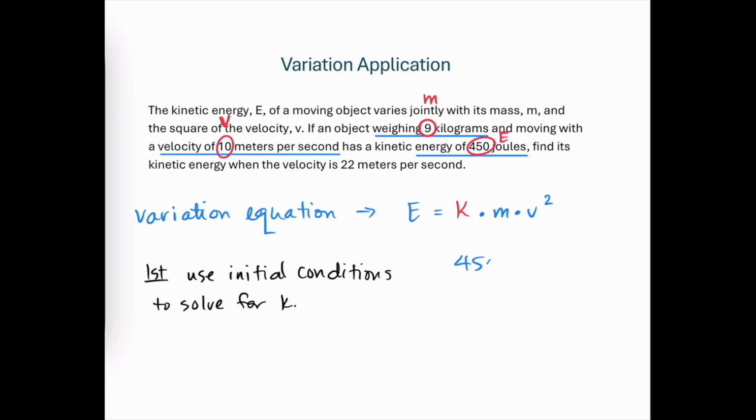So 450 goes in for E, k is the variable we're trying to solve for, 9 is the mass, and 10 is the velocity, but remember, the velocity has to be squared. So to solve for k, we're going to multiply 9 times 100 and get 900 here, and then divide both sides by 900 to solve for k, which turns out to be 1/2.